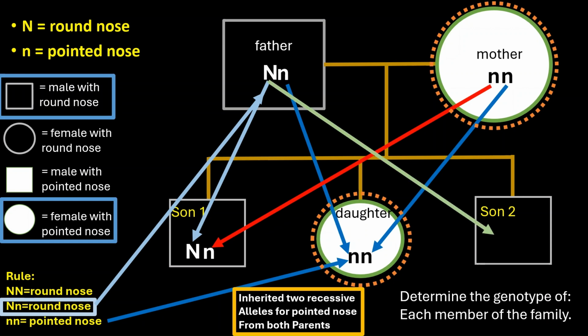What about son two? Son two's nose is also round. For you to have round nose, you must have a dominant allele for round nose. And that is a contribution from the father. The mother also has to contribute something, and the mother is homozygous recessive, carrying two same alleles. So the mother's allele will look like this, and that is it. Now we have determined the genotype of the entire family members.